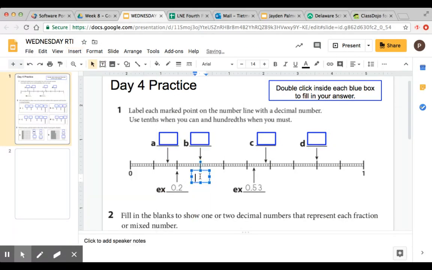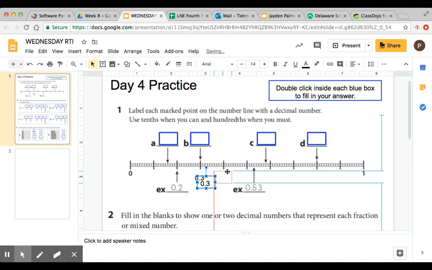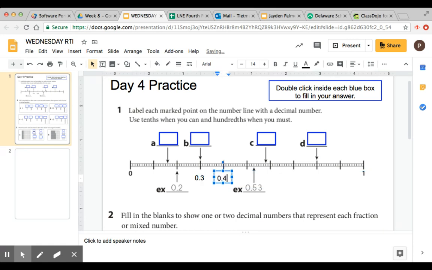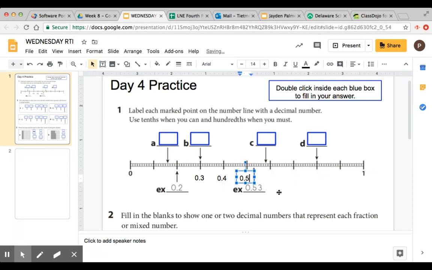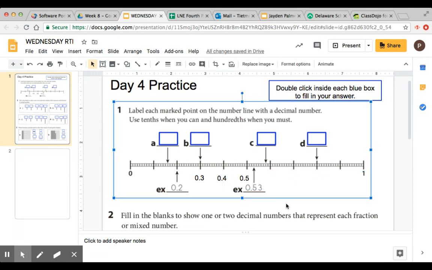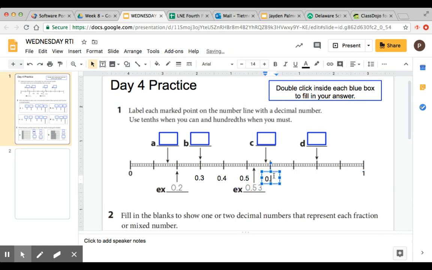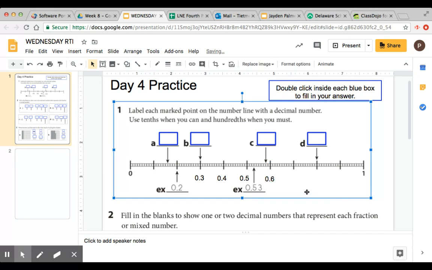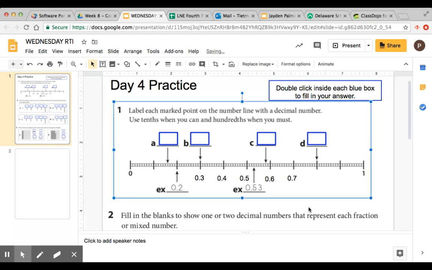So we said this line here would be 30, which we would write as 3/10. This line in here would be 40, which would be 4/10. The line in between here would be 50, which would be 5/10. Then we have this line here would be 60, which would be 6/10. My line here would be 70, so I'm writing 7/10.